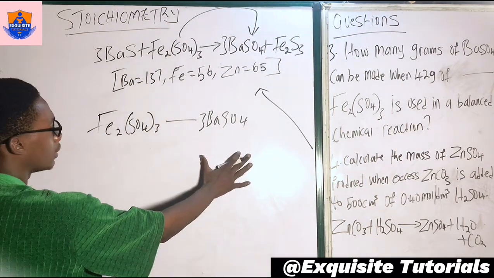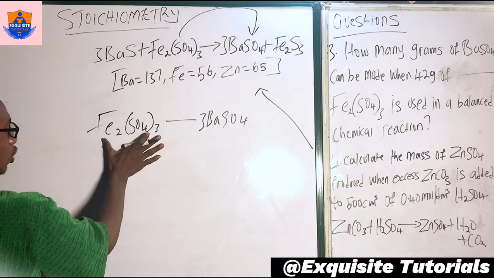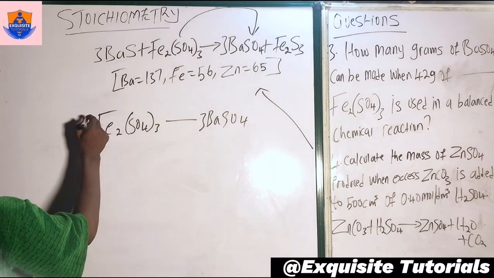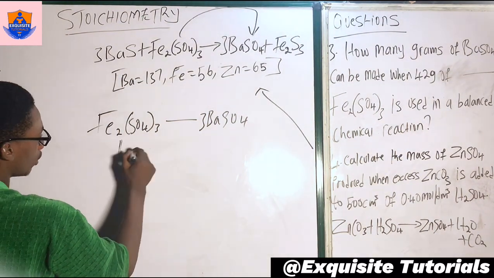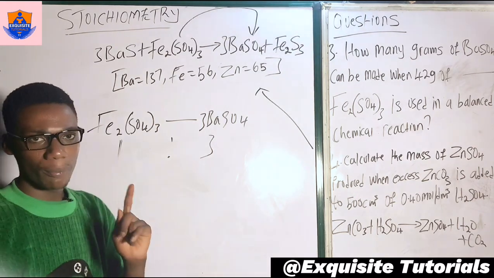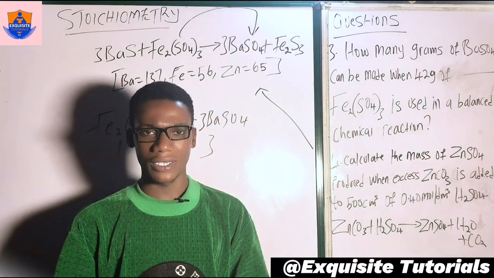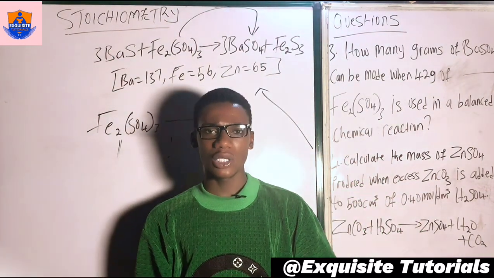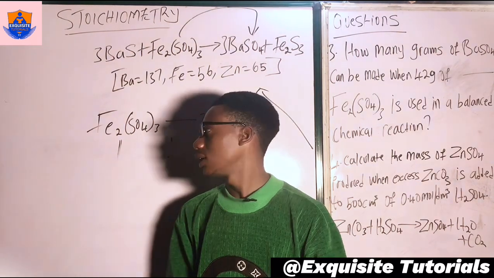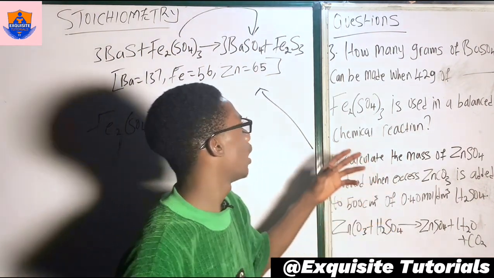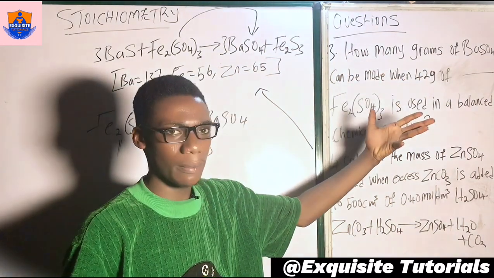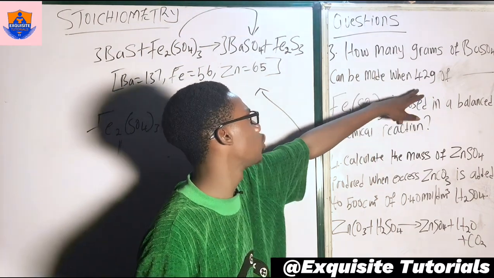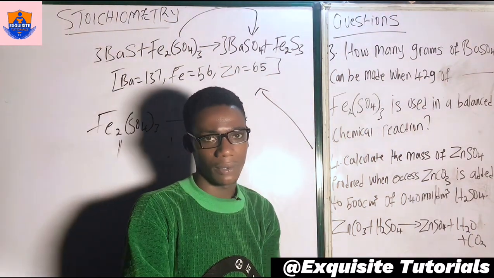So let's compare this. Remember the first question we solved, we made use of the moles. We have the mole here is 1, the mole here is 3. Now why do we use moles there instead of finding the molecular mass of this compound? If they are asking us for a mole to mole relationship question, that was the first one. Now this is a mass to mass relationship question. They said, how many grams of this, gram is mass, can be made when 42 grams? So it is a gram to gram problem.